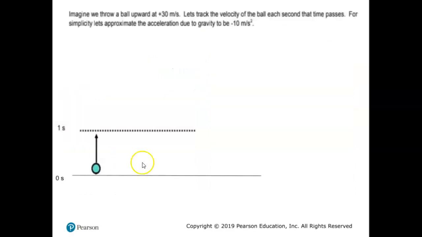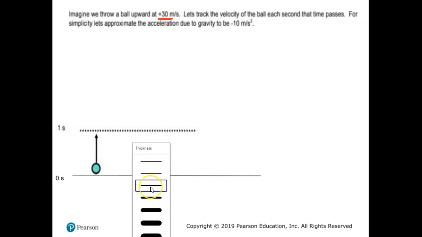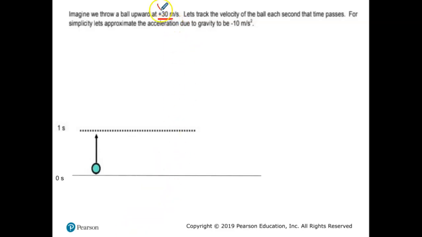Okay, so let's track kind of a free fall scenario. This is like the example where the person was throwing the ball in the air, and let's kind of imagine what's happening and try to give it some numbers that go along with it. Okay, so we're going to look at this ball, and it's moving upward at 30 meters per second. So positive 30 is the initial velocity, the starting velocity, and we're going to try to track every second that goes by. So 1 second in the motion, 2 seconds, 3 seconds, 4 seconds, 5 seconds.